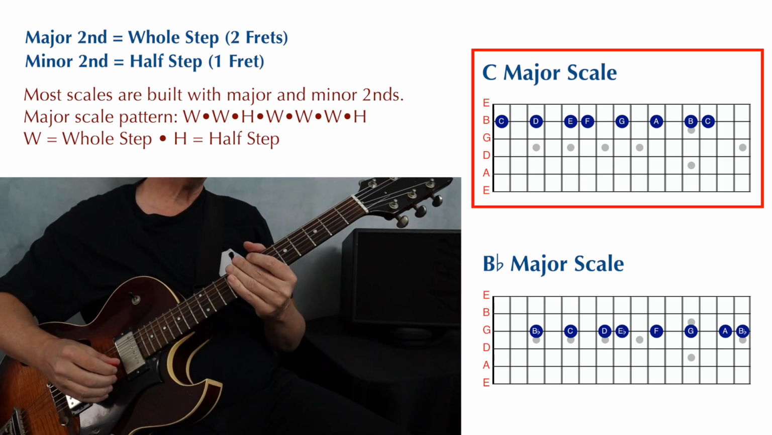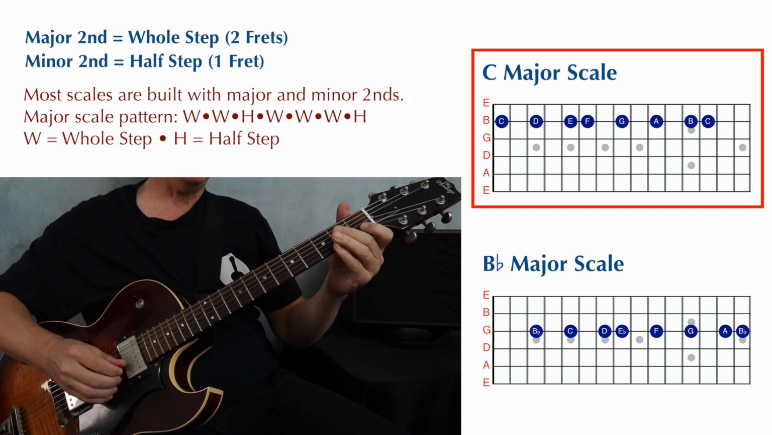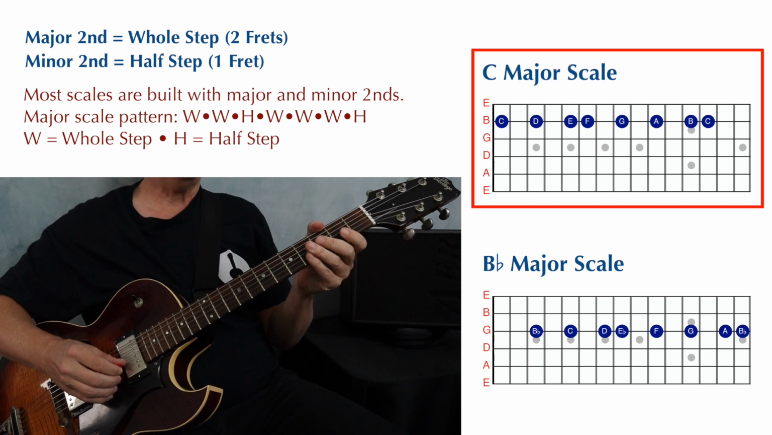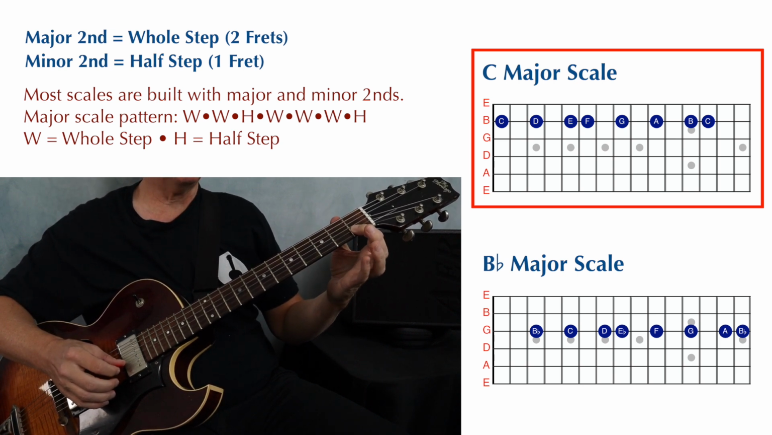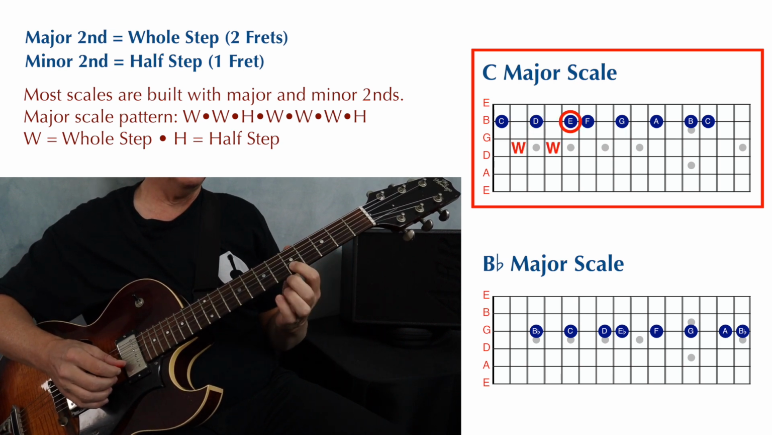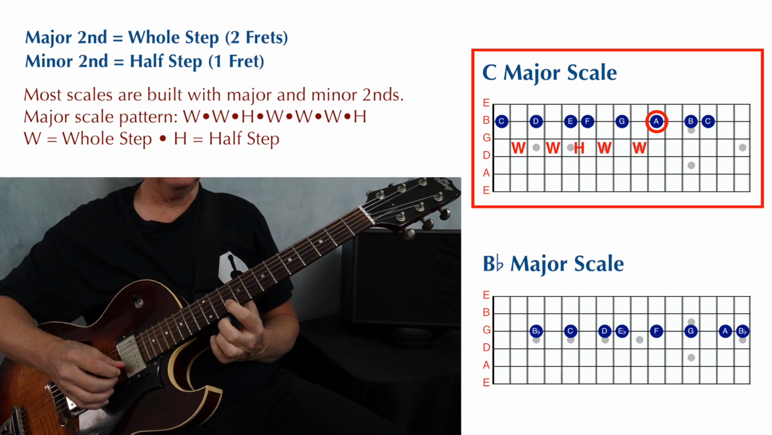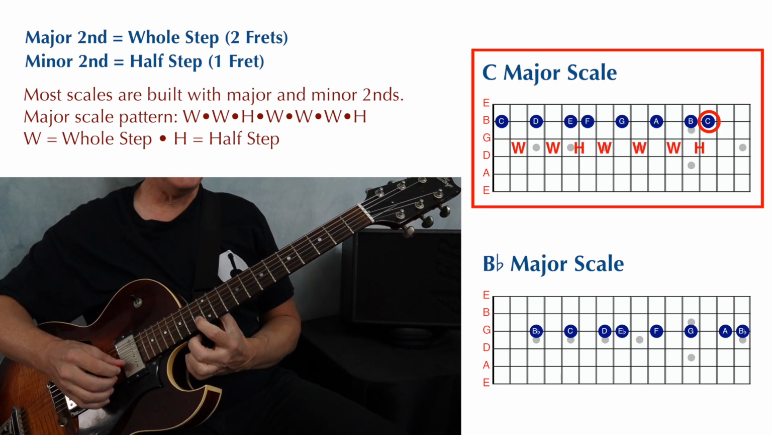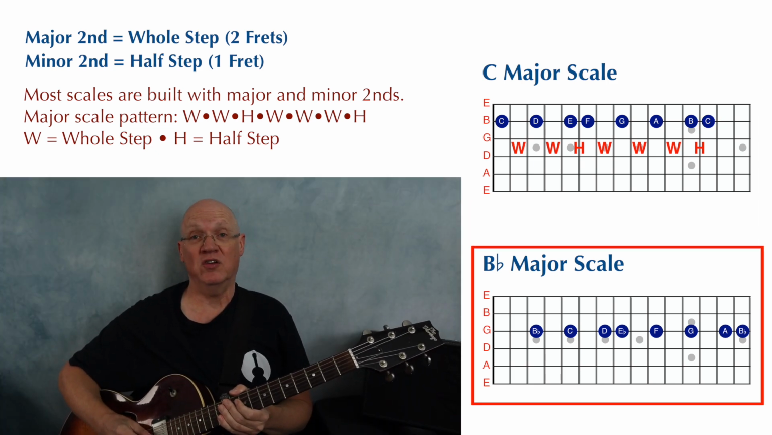Here's a C major scale laid out on one string. We begin counting the whole steps and half steps after we play the tonic or starting note of the scale. So there's our starting note or our tonic. From there we count whole, half, whole, half.